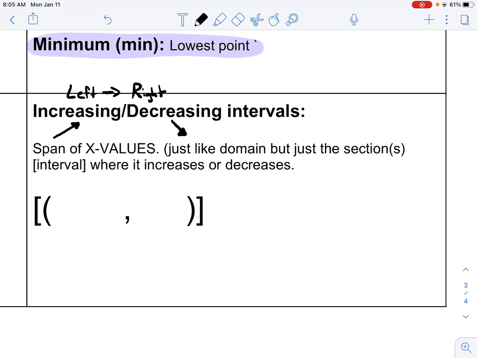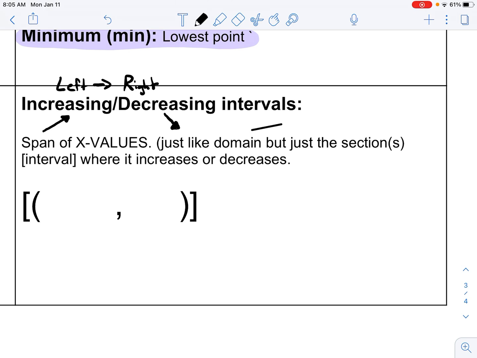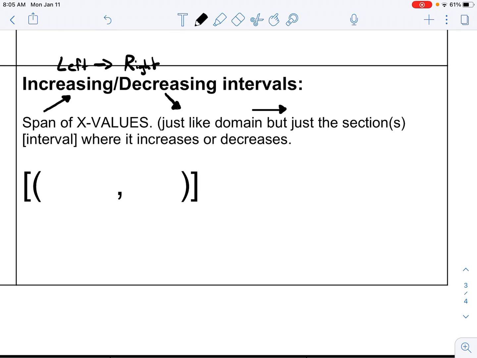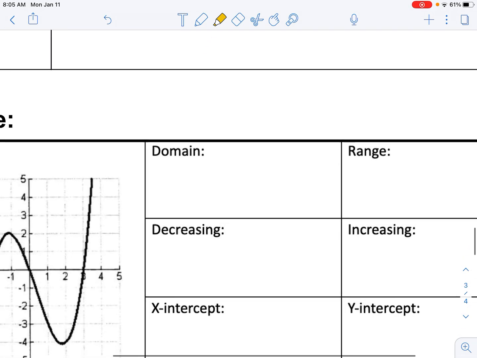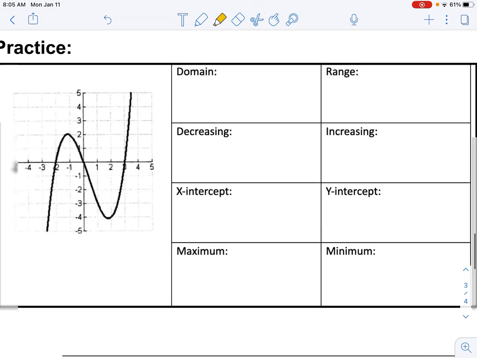Okay. And then we also have constant, which isn't on here, but constant is where it's not going up or down. It's just flat. And we talk about it in terms of our x values. So x values, so it's just like the domain, but it's just the sections or intervals where it increases or decreases. So only where it's increasing, or only where it's decreasing, or only where it's a constant. All right. So we have some practice down here.